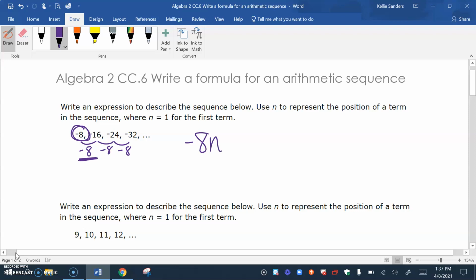we're going to be multiplying that first term by n to figure out what your number is going to be in any term whatsoever. It says write an expression to describe the sequence below. Use n to represent the position of a term in the sequence where n equals 1 for the first term. So if what you are adding or subtracting every time is what your first term is, then you're just going to take your first term and multiply it by n.